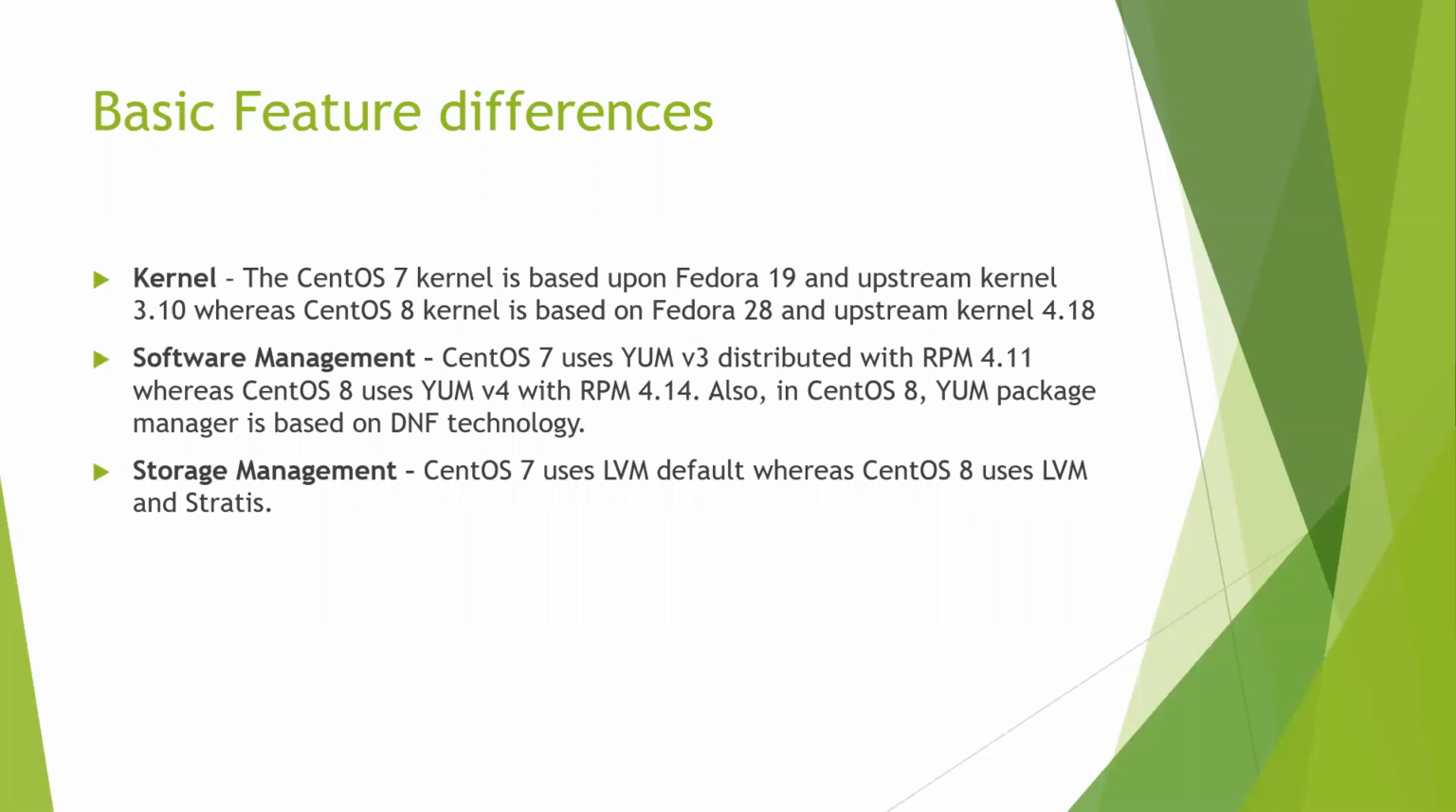Basic feature differences. Kernel. Kernel is the central part of any operating system. It basically manages the operations between computer and hardware. So the CentOS 7 kernel is based upon Fedora 19 and upstream kernel 3.10, whereas CentOS 8 kernel is based on Fedora 28 and upstream kernel 4.18.